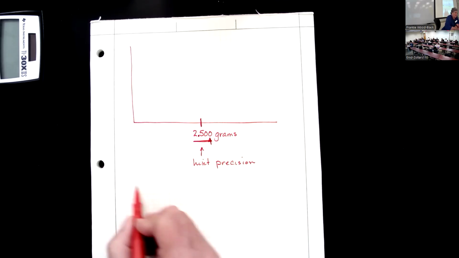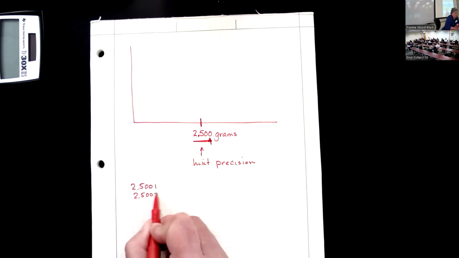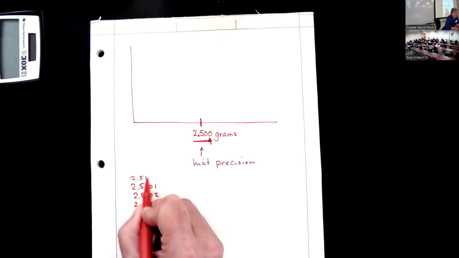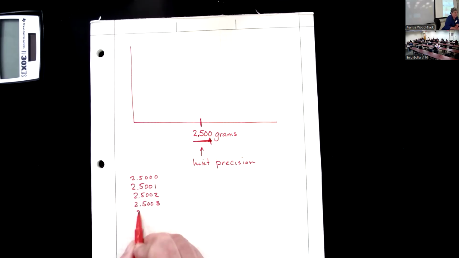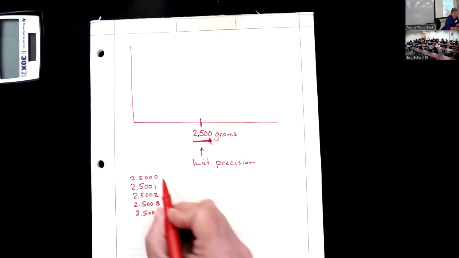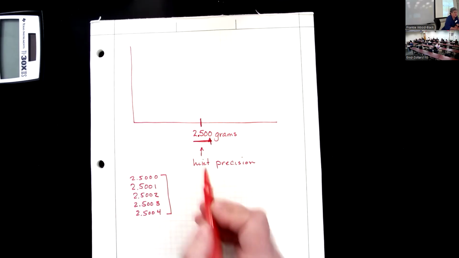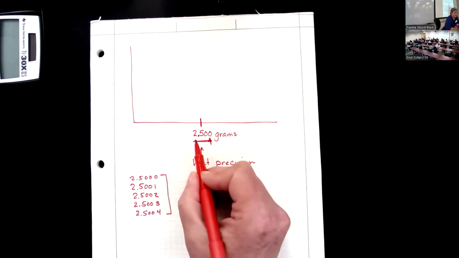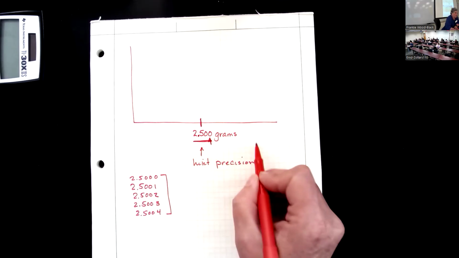Now, my penny could be 2.5001, 2.5002, 2.5003, 2.5000, 2.5004. Any one of those, my penny would still be, per the mint, 2.5000. So this is 4 significant figures.